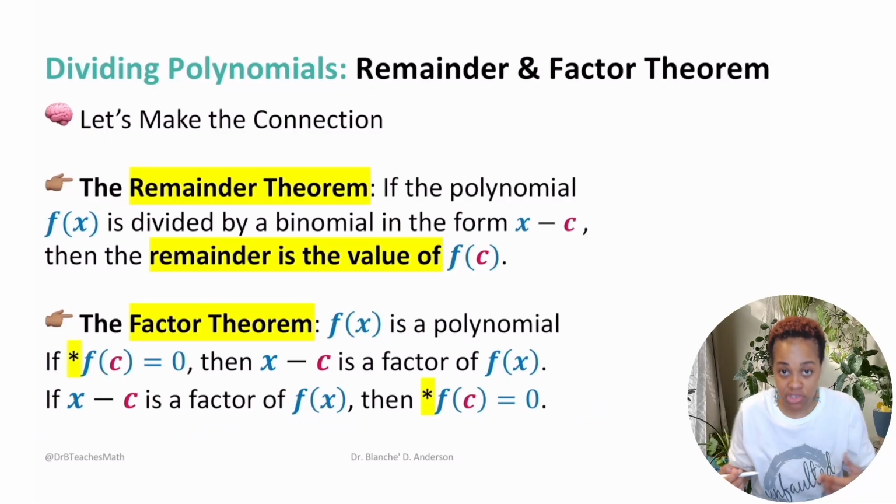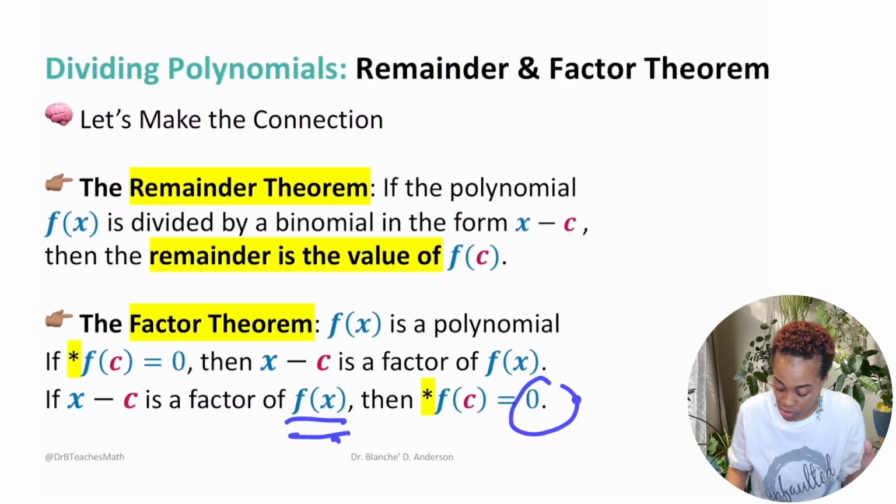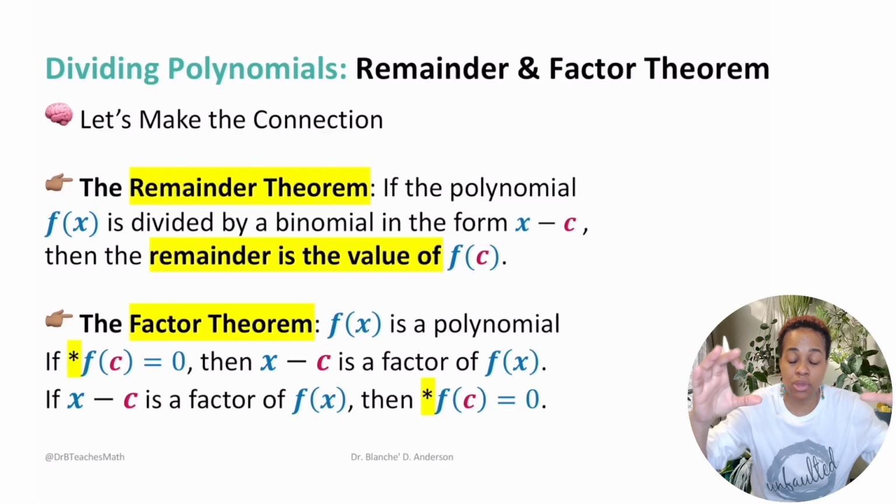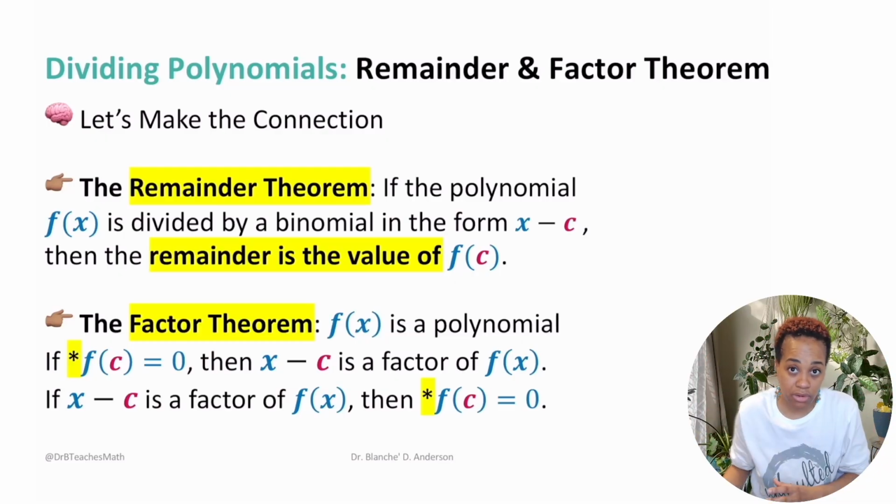And then vice versa. If you know that that binomial is a factor, then you automatically know that the remainder is going to be 0. Meaning if I take that value and plug it into my polynomial, I know I'm going to get 0 as a remainder. So anytime you know that a binomial is a factor of a bigger polynomial, you can automatically say that the remainder is going to be 0. And when we plug in a value for x into f of x and the outcome is 0, that means it's a factor.